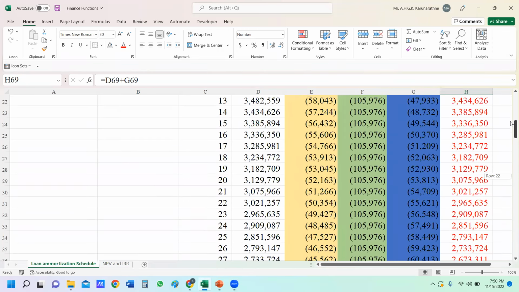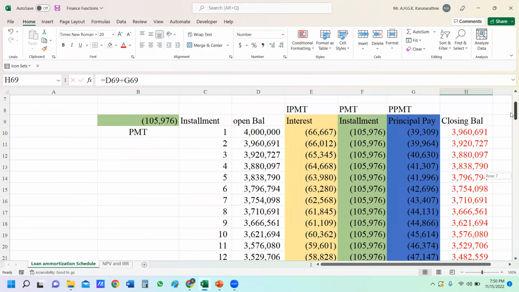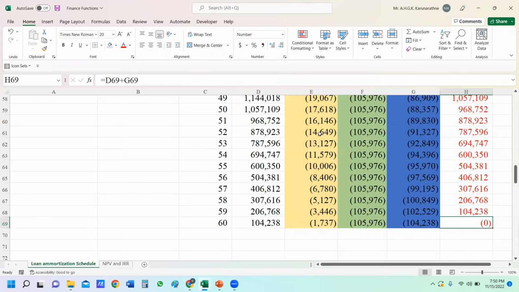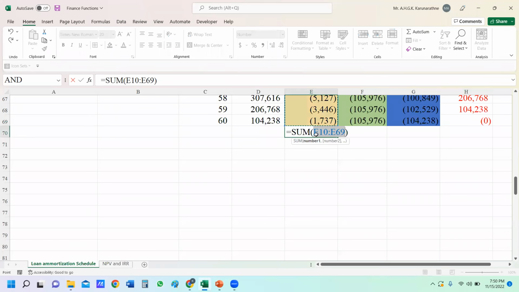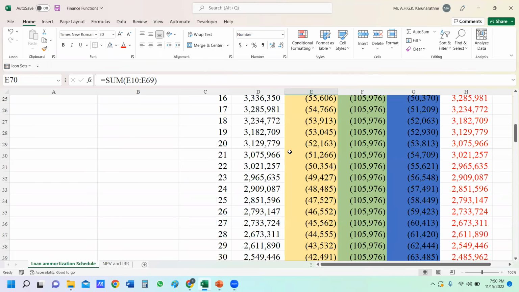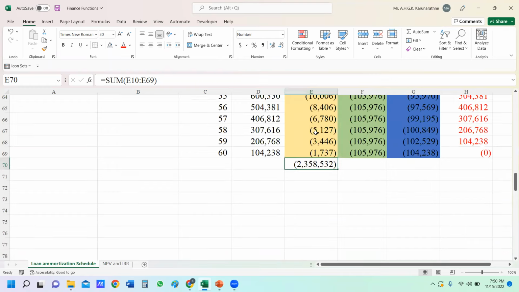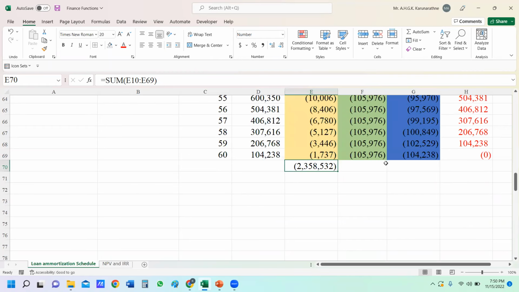So you must know what the application of this schedule is. The interest column represents the total interest payment. So this is the total interest payment, 2,358,532. You borrowed 5 million, and you paid 2,300,000 as interest. The principal payments add up to exactly the amount you borrowed.